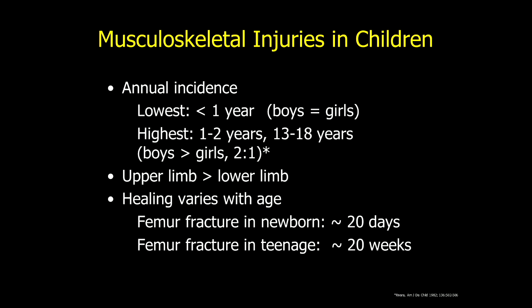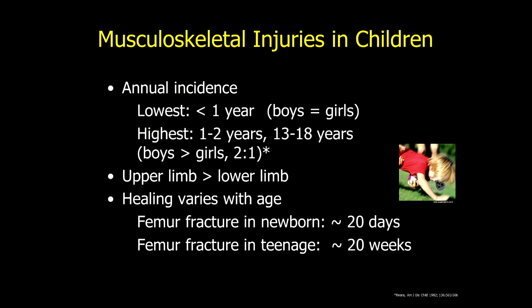Also, it's at its highest in the adolescent age range, which is not surprising as these teenagers become more active, are more actively involved in sports, and boys are affected more than girls more frequently. The upper limb is affected more frequently than the lower limb at about a 5-to-1 ratio, and this simply reflects all the falling on an outstretched arm or hand injuries.